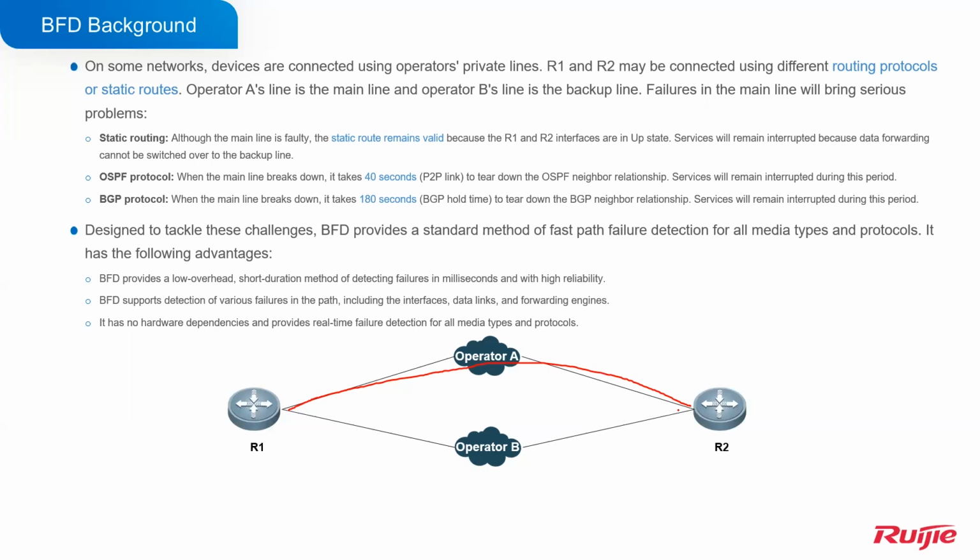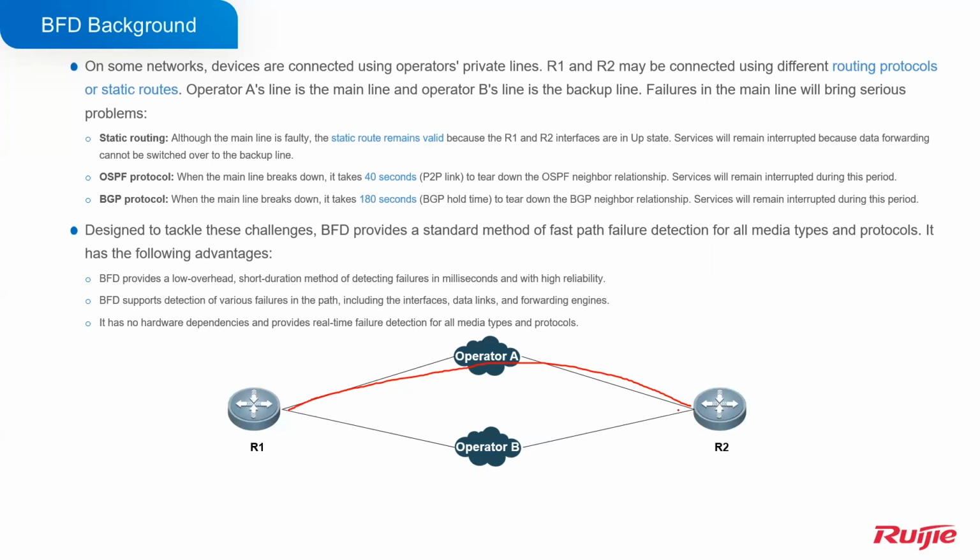And if we use OSPF, since it's a dynamic routing protocol, when the main link breaks down, it takes about 40 seconds to tear down the OSPF neighbor relationship. It means that OSPF can figure out the fault in the network, but it takes about 40 seconds to recover. Right? Services will remain interrupted during this period. And for BGP, it's similar, but the time it takes is even longer. It's about 180 seconds.